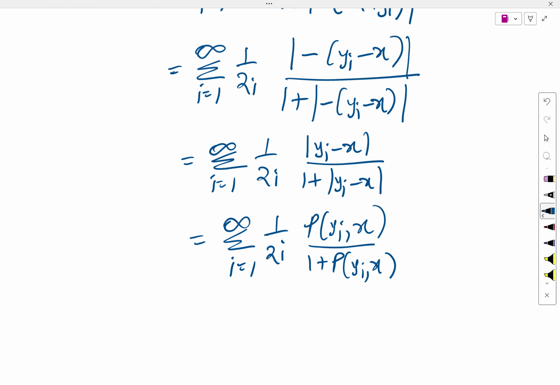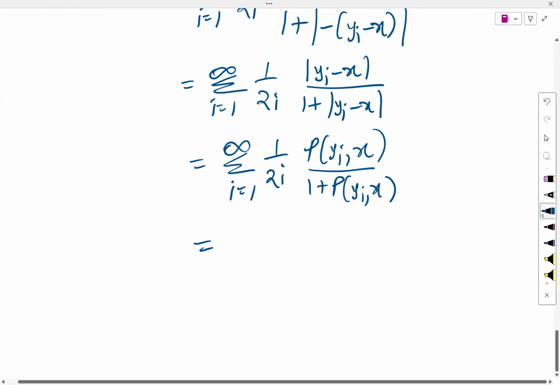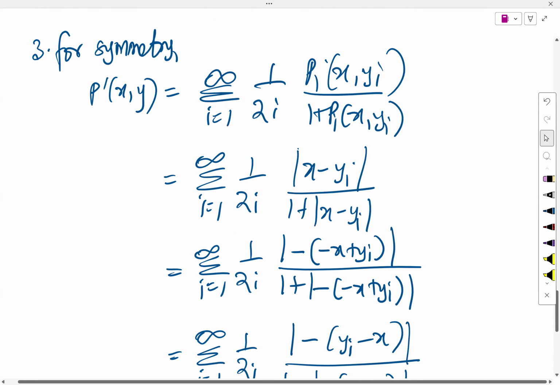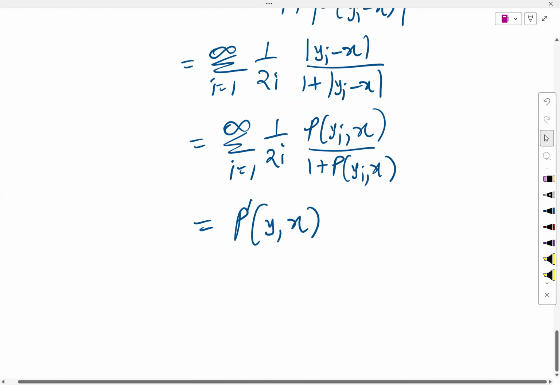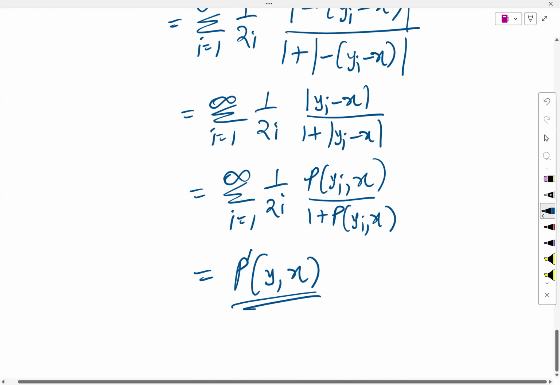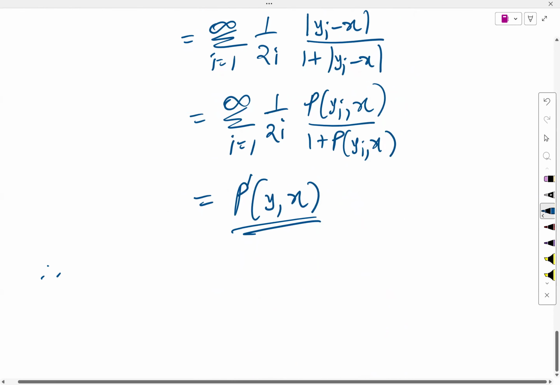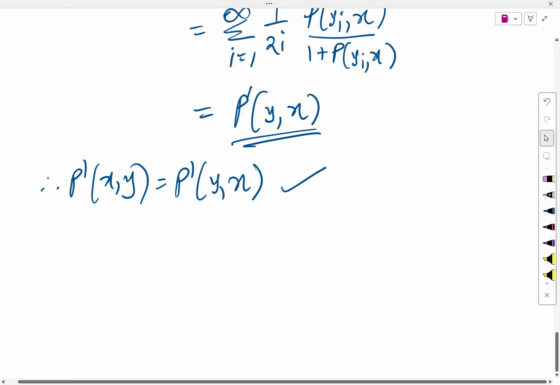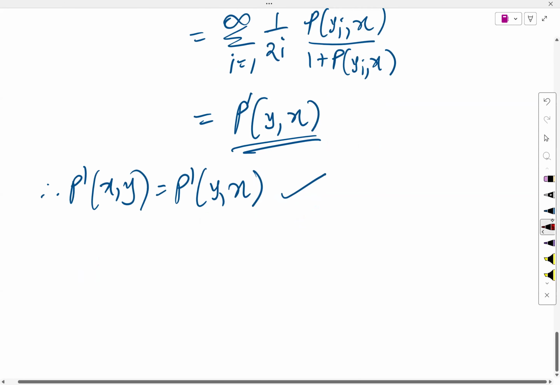So in that case now, we can say this is simply the same thing as p prime of y comma x. So you started with x comma y, and now you have ended with y comma x. So symmetry check. You can now say therefore p prime of x comma y is the same thing as p prime of y comma x. So that's settled. So the last thing is the triangle inequality.